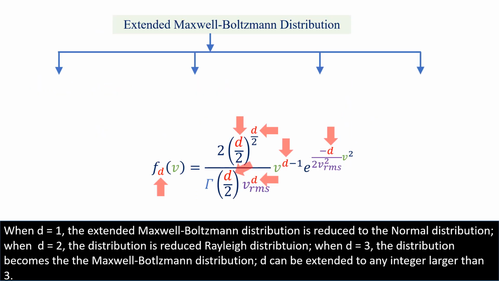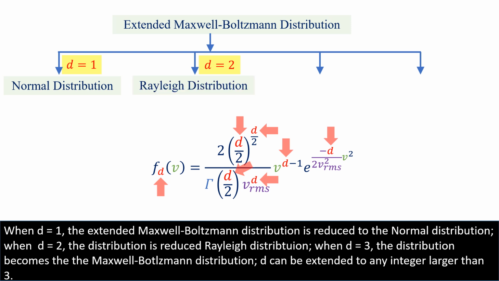When d equals 1, the extended Maxwell Boltzmann distribution becomes the normal distribution. When d equals 2, it becomes the Rayleigh distribution. At d equals 3, it turns into the standard Maxwell-Boltzmann distribution. This can be extended to any integer greater than 3.